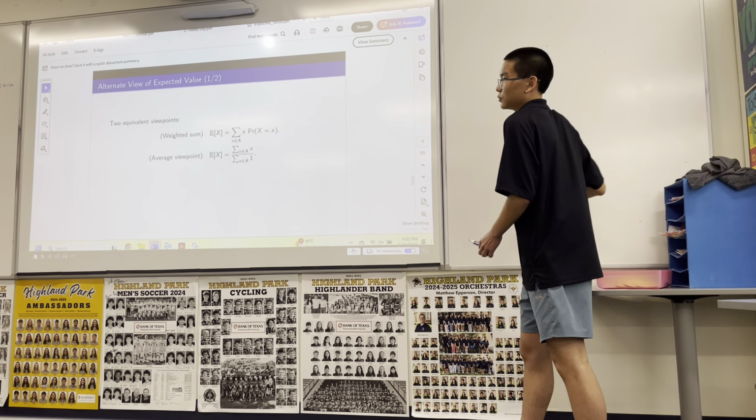I gave you one definition of expected value. Here's an equally valid definition that is the same, but this one can be more useful sometimes. We can view the expected value as an average: the sum over all events of the value of x over the sum of all events of 1.